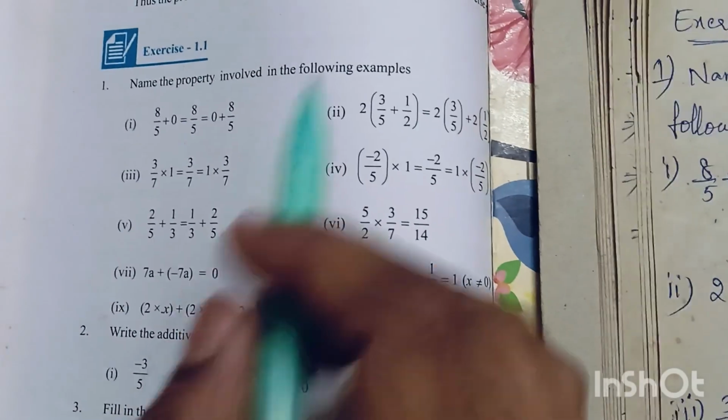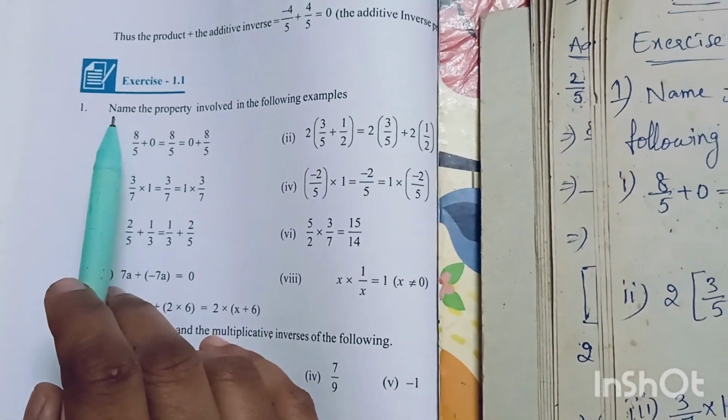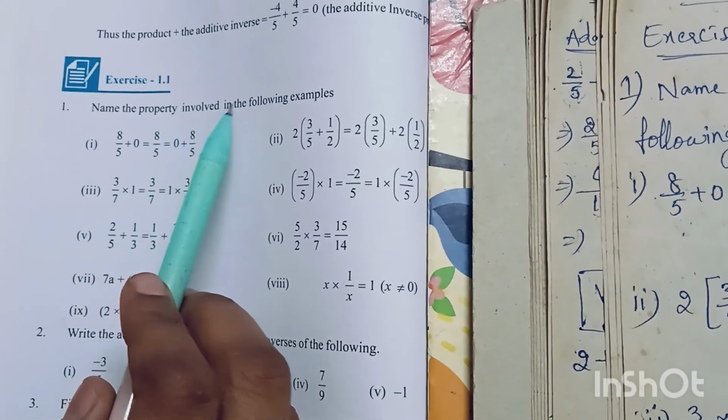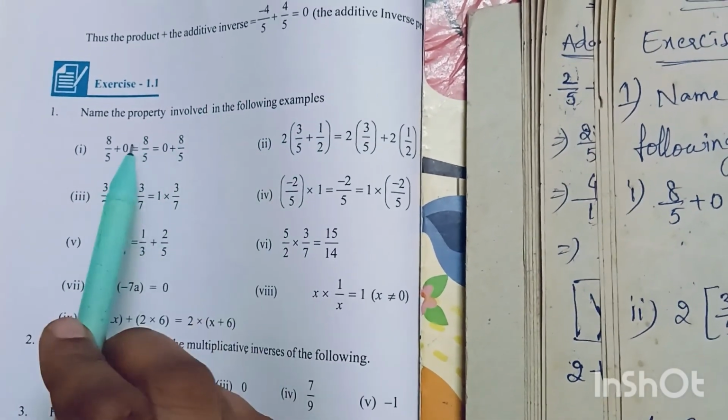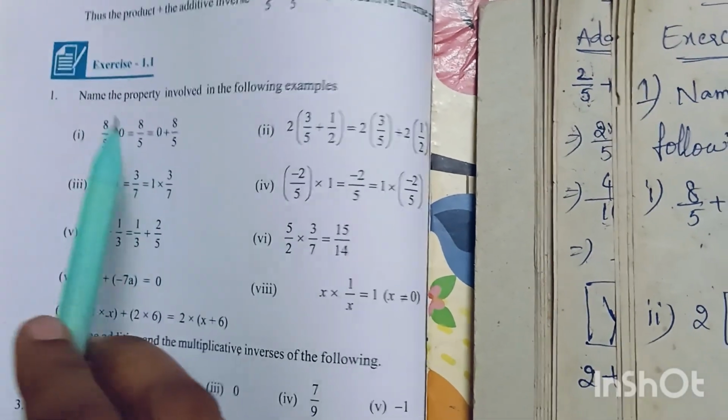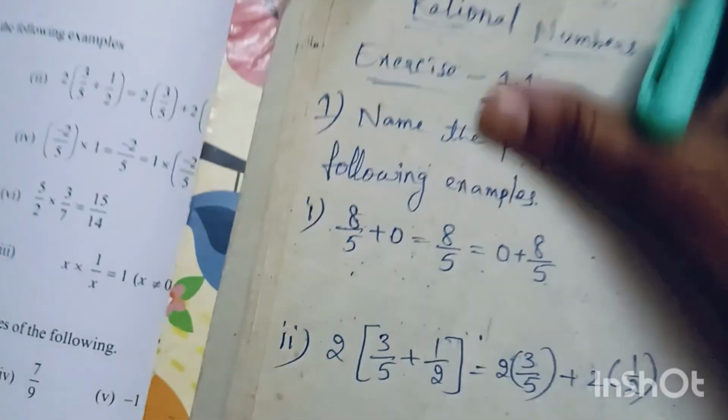So first, what is the question? Name the property involved in the following examples. So we have to write which property is used in each question. So we have to find it now.